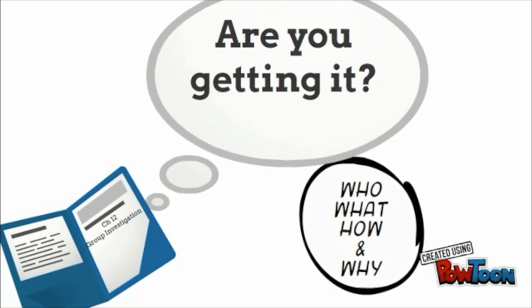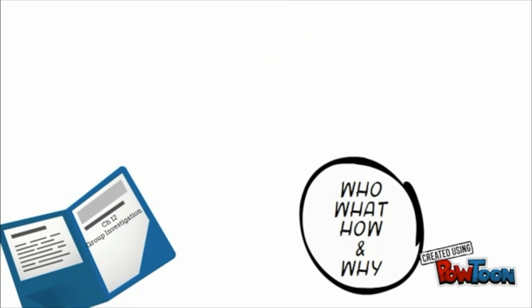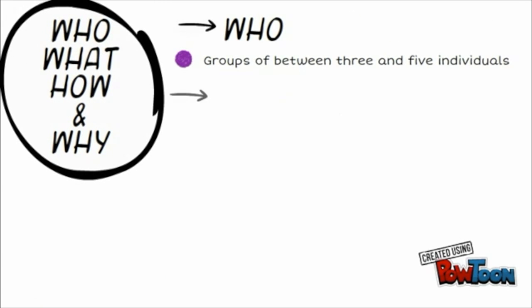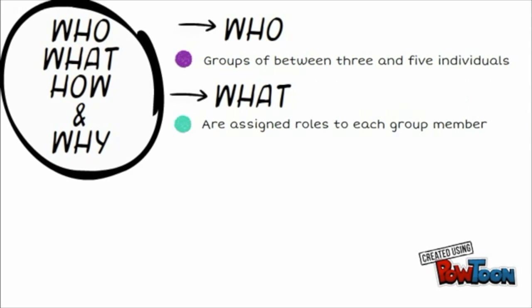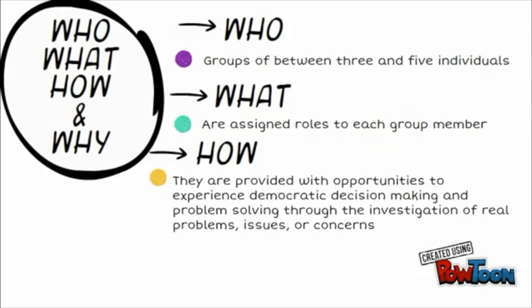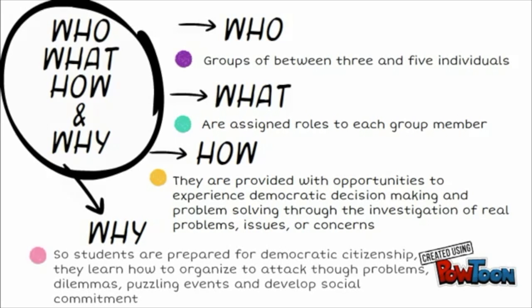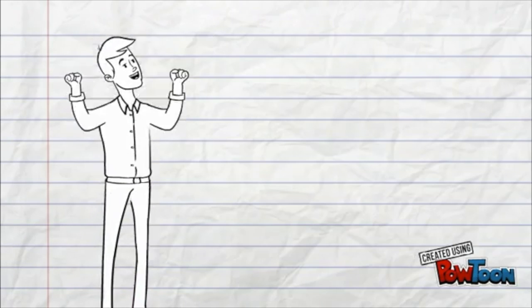Here's the who, what, how, and why. The who, groups of between 3 to 5 individuals. The what, assigned roles to each group member. How, they are provided with opportunities to experience democratic decision making. And the why, so students are prepared for democratic citizenship. Yay! I think we've got it.